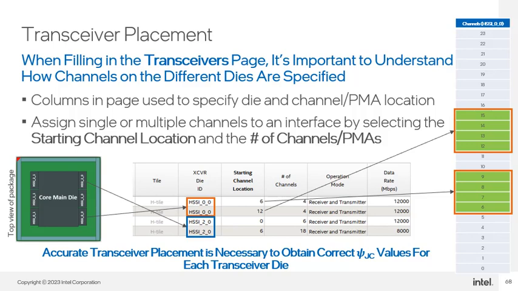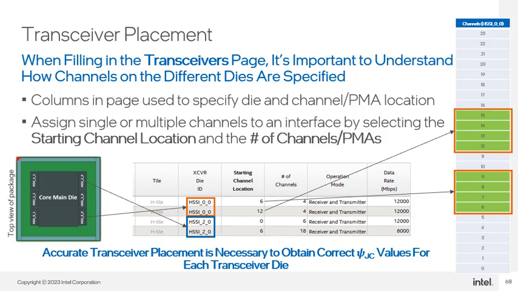To get an accurate thermal analysis of your design, it is very important to accurately specify the properties of transceiver interfaces you will use. This is done on the transceivers page. Besides the basic settings such as operation mode, data rate, and voltage, you can also specify the transceiver tile type if multiple tile types are available on your targeted device, and the transceiver die where the interface will be located.